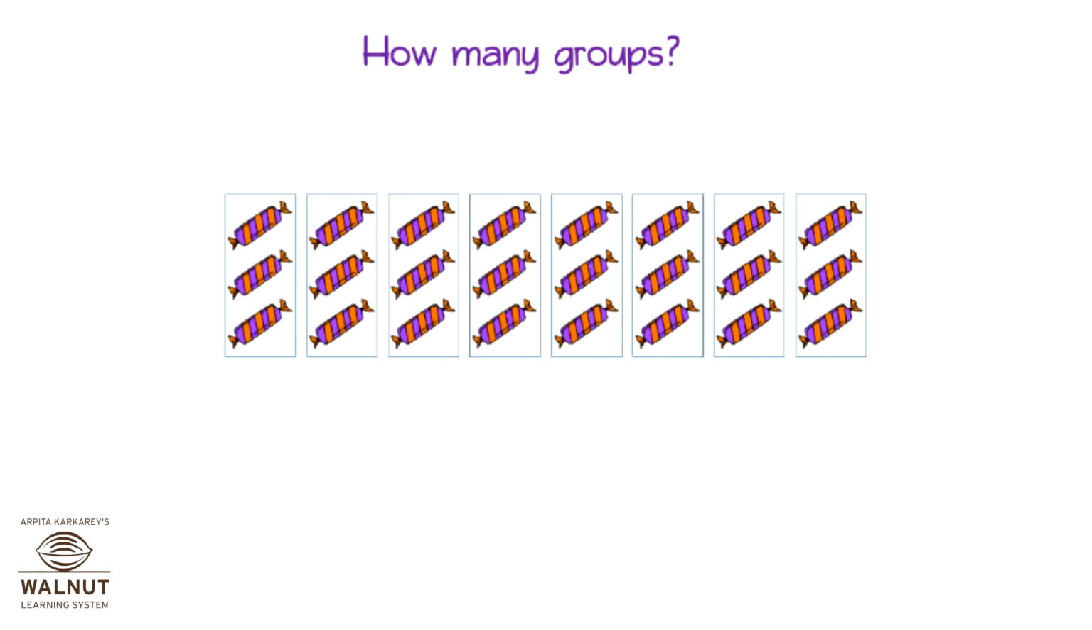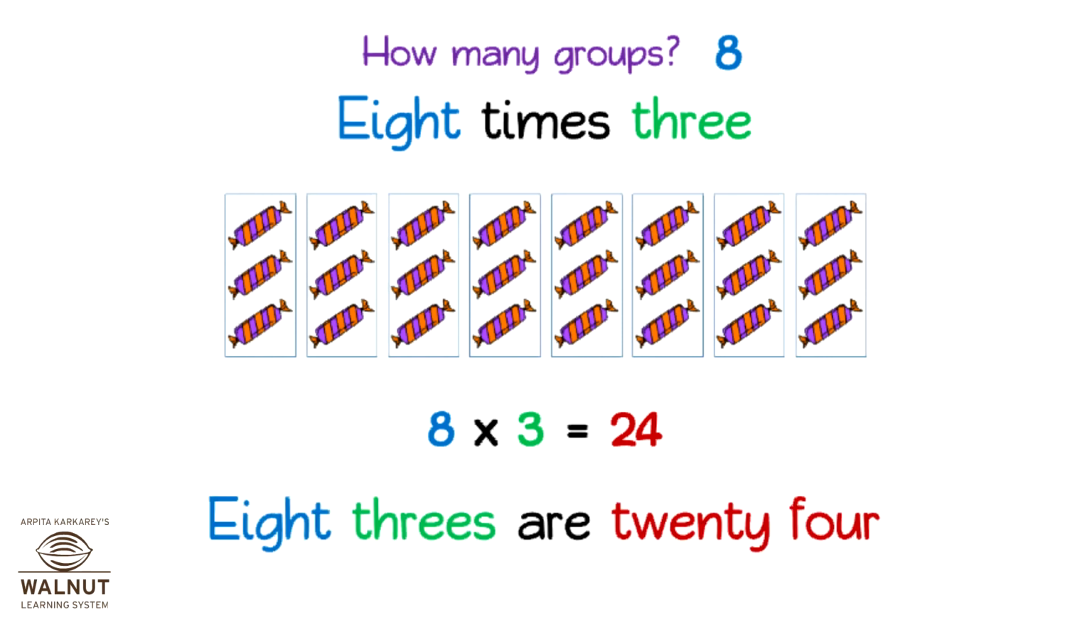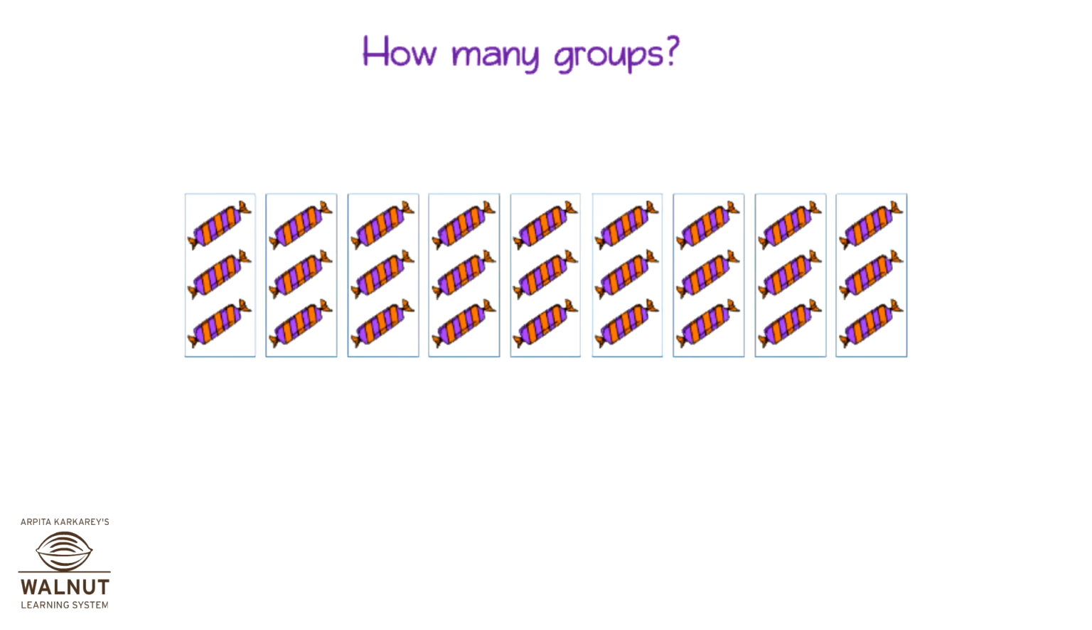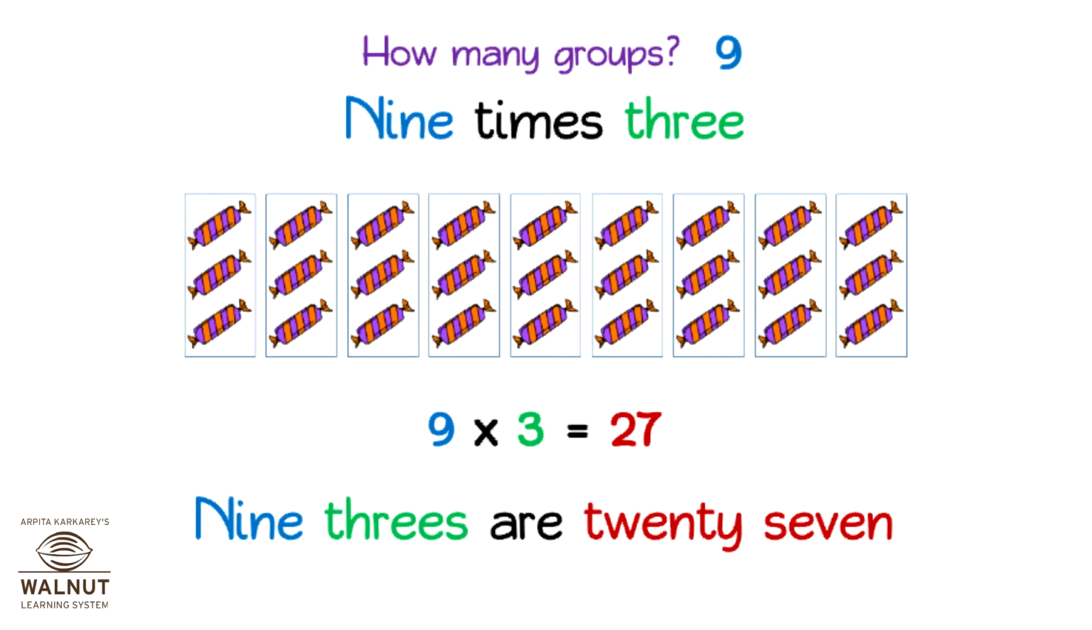How many groups do we have? 8. That is 8 times 3. We write it as 8 multiplied by 3, which is 24. We read it as 8 threes are 24. How many groups do we have? 9. That is 9 times 3. We write it as 9 multiplied by 3, which is 27. We read it as 9 threes are 27.